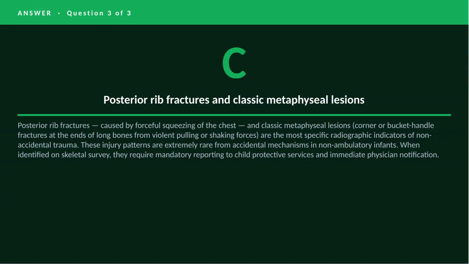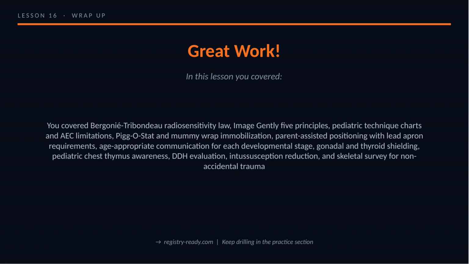The answer is C, posterior rib fractures and classic metaphyseal lesions. Posterior rib fractures are caused by forceful gripping and squeezing of the infant chest. Classic metaphyseal lesions, corner or bucket handle fractures at the ends of long bones, are caused by violent pulling or shaking forces applied to the limbs. These specific injury patterns are extremely rare from accidental mechanisms in non-ambulatory infants and are the most specific radiographic indicators of non-accidental trauma. Lesson 16 complete.